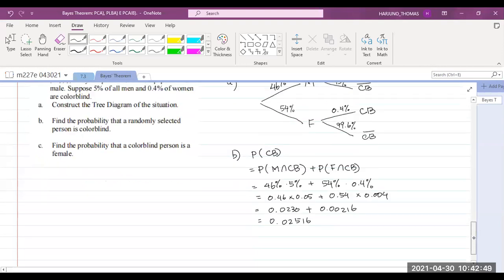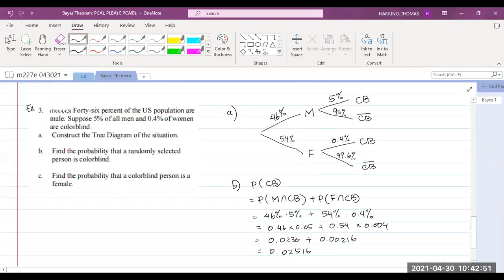So the proportion of colorblind people in our society is 2.5%. I try to get this number as close as possible. As I remember, I got this from some journal, some report. So this number, I think, is close enough to the actuality. Okay, but that's not the purpose though. The purpose is really just to apply statistics. Now part C, what is the probability that a colorblind person is female?